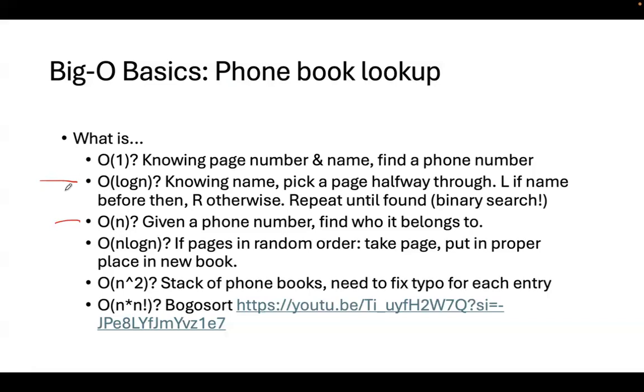O of n, which we just call linear. Let's say we have a phone number and we want to find who it belongs to, but we don't know the name or anything. So in that case, we would need to go through every entry in the phone book to find, does this phone number match? That's linear search.